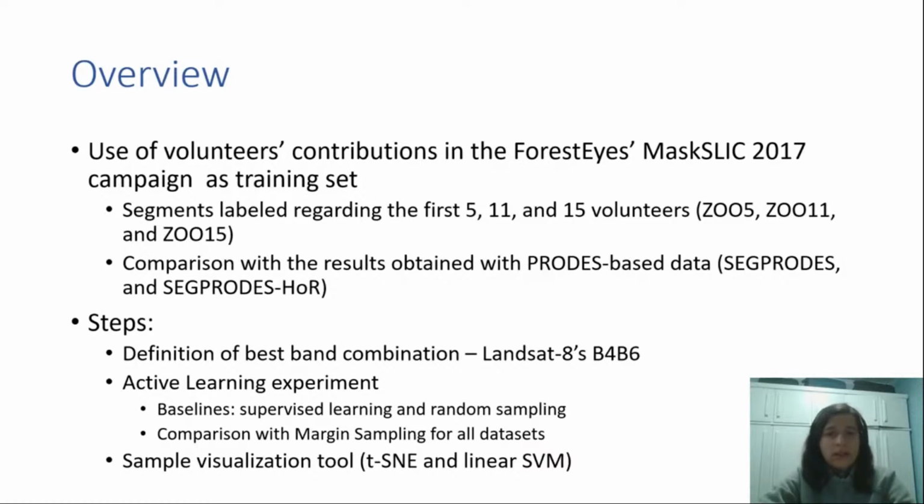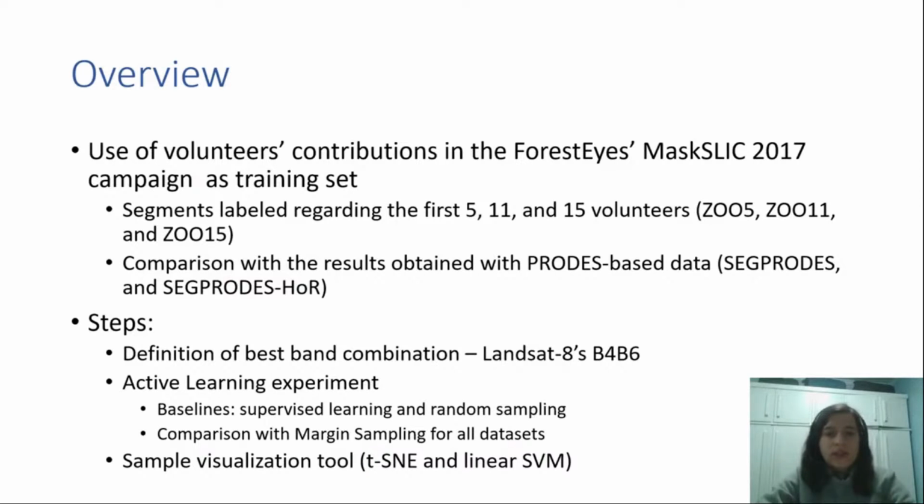For that, 3 sets were built by taking into account the segment labels defined by the first 5, 11, and 15 volunteers from the Forest Eyes Masks League 2017 campaign. Other 2 sets were built with PRODES-based data to compare the results. First, the best band combination with Haralick texture features was defined. From 135 combinations, the combination of Landsat 8 bands 4 and 6 stood out.